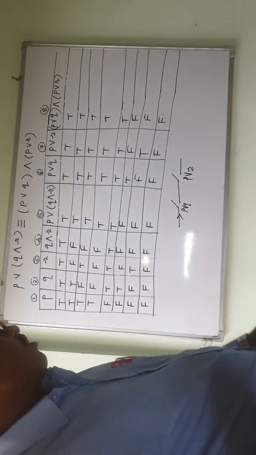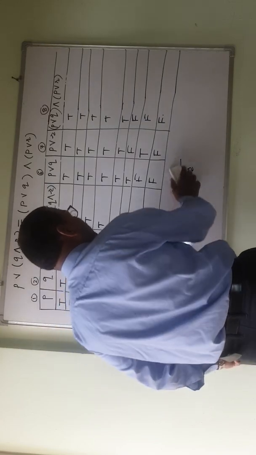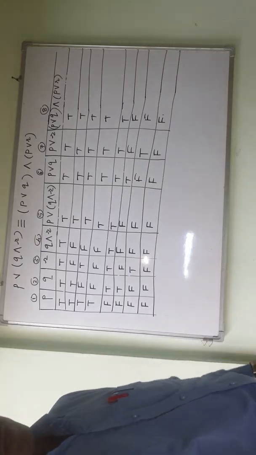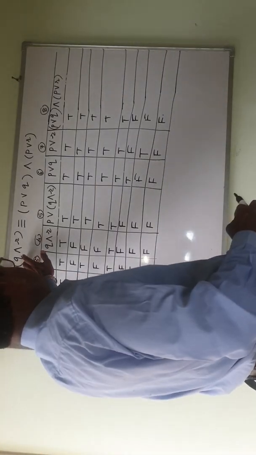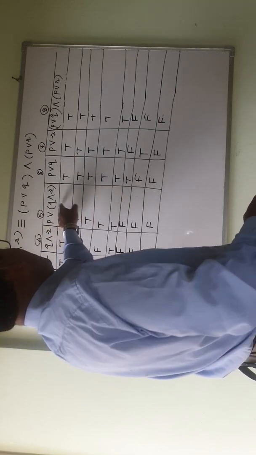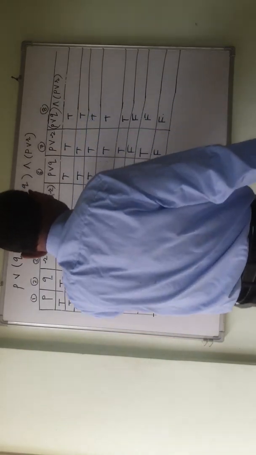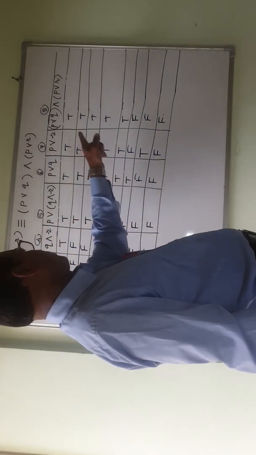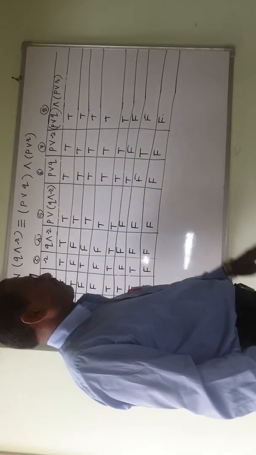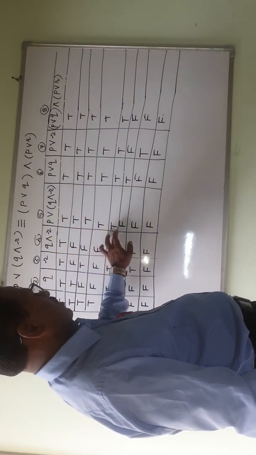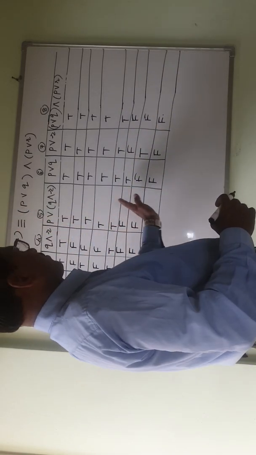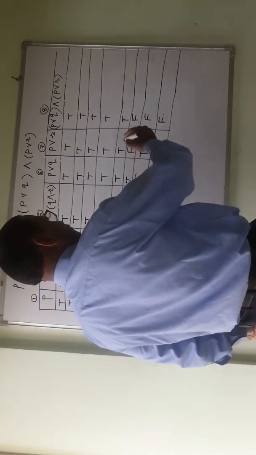Okay. What was the question? Prove the equivalence. That means the LHS and RHS values should be the same. This LHS we have completed over here. P or Q and R, and this is the last, the RHS. Now see column number 5 and column number 8. Check whether all the entries are the same. Up to this, correct. After this, also correct. So all the entries in column number 5 and column number 8 are identical.